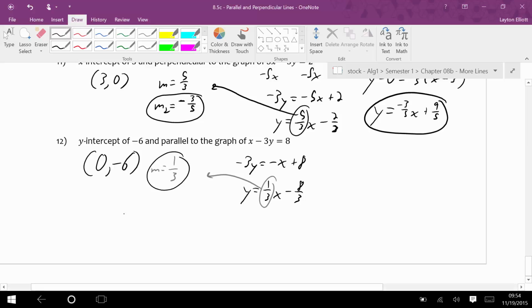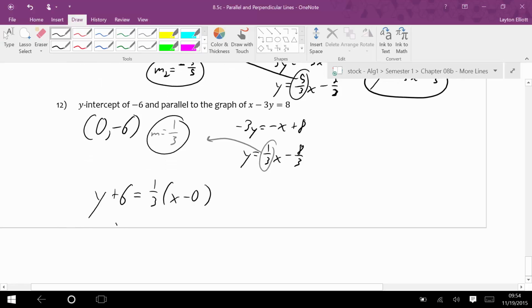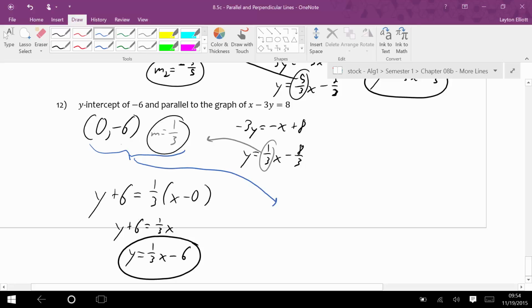Let's do point-slope form again, just because we've been doing it all the time. Y minus a negative 6, or y plus 6, is equal to 1/3 times the quantity x minus 0. Or y plus 6 is equal to 1/3 x, or y is equal to 1/3 x minus 6. Now, if you'd gone straight ahead and used slope-intercept form, you can see you'll get the same thing. We can only do that because I have the y-intercept. So I can just go right into 1/3 x, that is the y-intercept, minus 6.